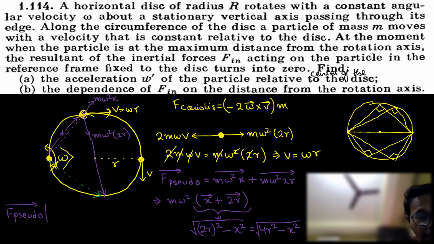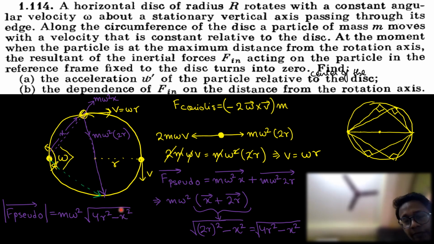I'm writing the magnitude of this pseudo force is equal to m omega square, which is a scalar quantity, times the magnitude of the addition of the length vectors, which is nothing but the square root of 4r square minus x square. So this is our net pseudo force as seen by this frame of reference, or net inertial force as seen by the outside frame of reference.